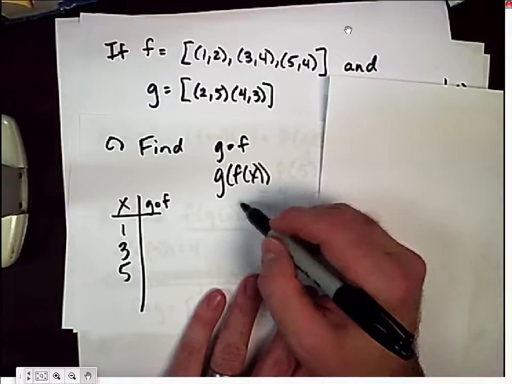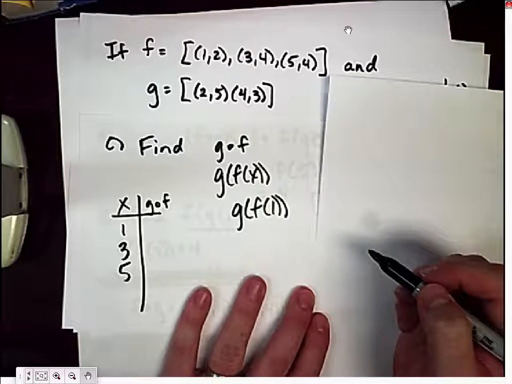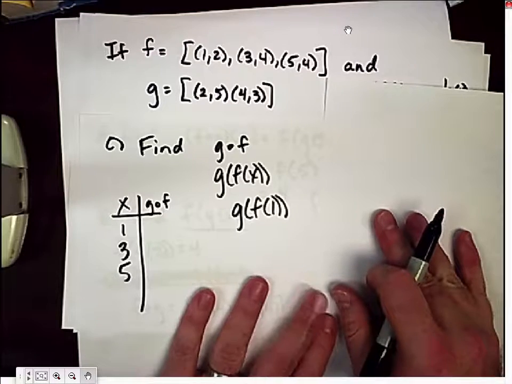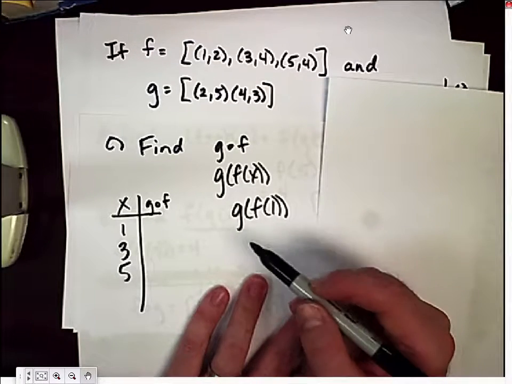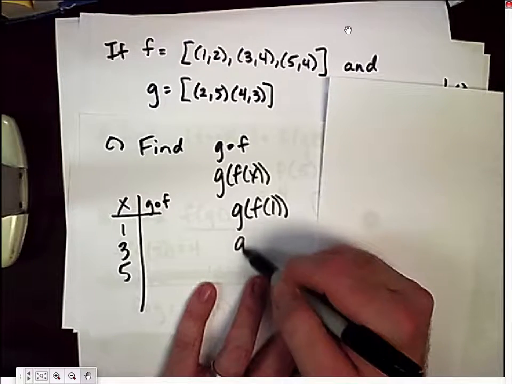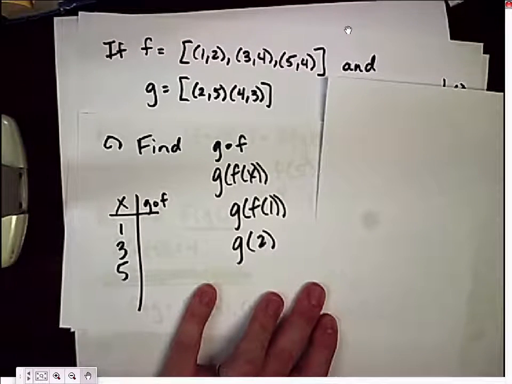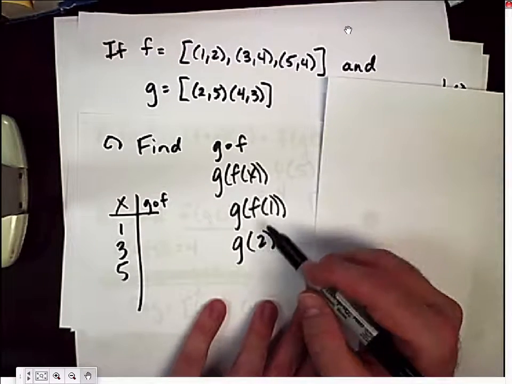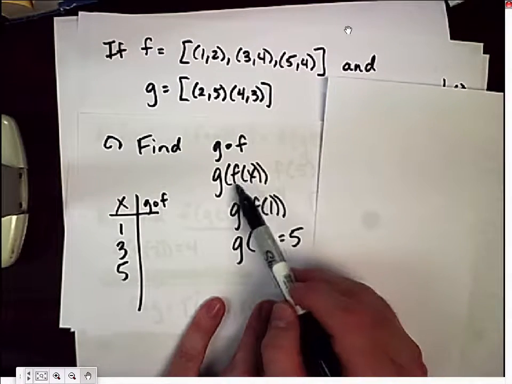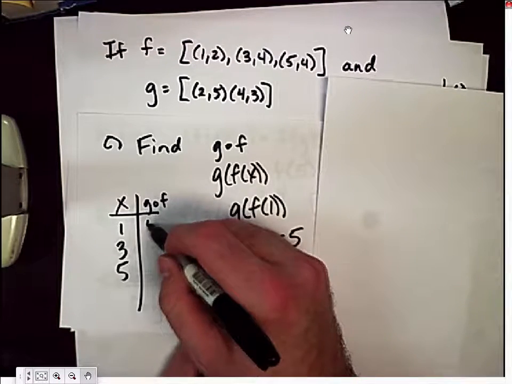So the first one would be, what is g of f of 1? Do we need to do f of 1 or g of 1 first? f of 1. We can't do g of 1, we don't know what it is. But you start on the inside. So what is f of 1? Brittany, I heard you say it. 2. So in place of f of 1, we can write a 2. And now we need to find g of 2, which is 5. So when you plug 1 into f and plug that output into g, your final output is 5.